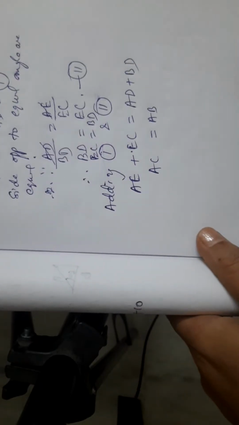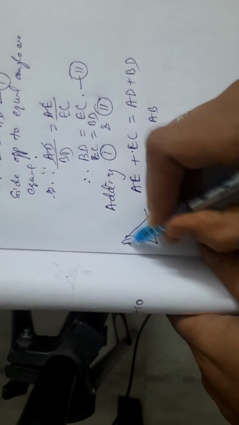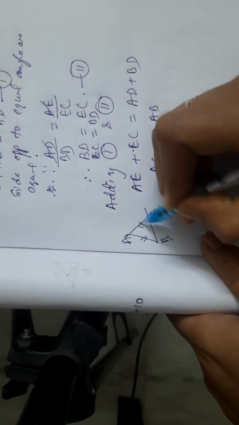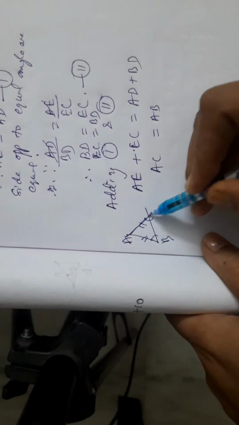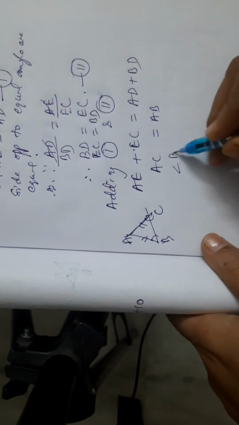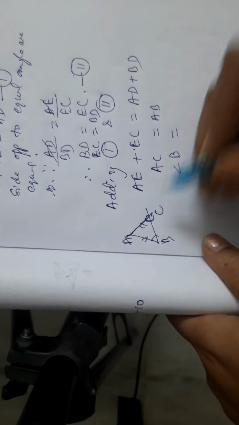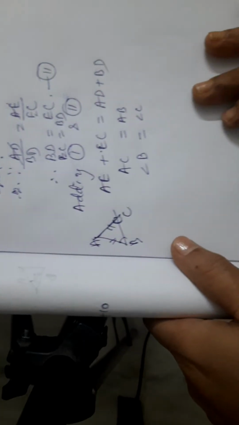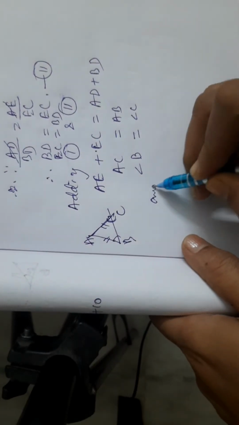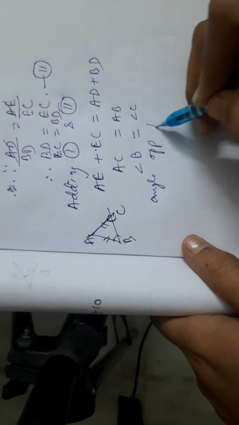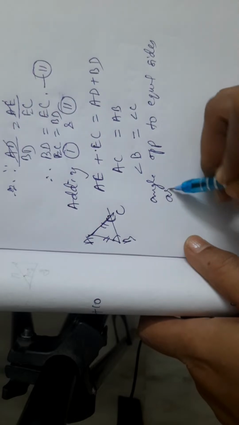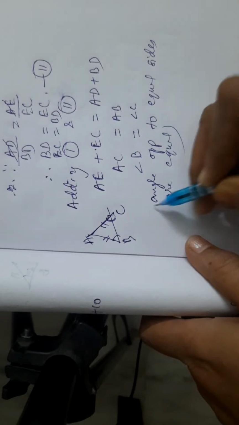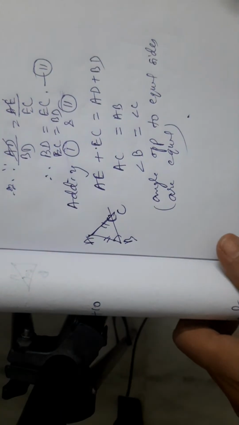When two sides of a triangle are equal, then the angles opposite to them will be equal. The opposite side of AC is B. So angle B equals angle C. Here again the statement will be: angles opposite to equal sides are equal. Is it clear?